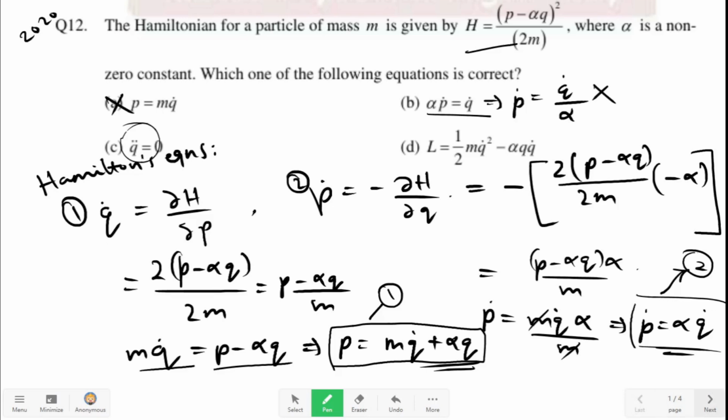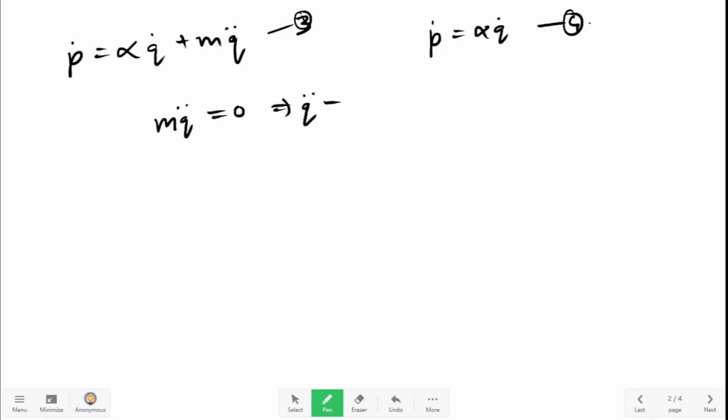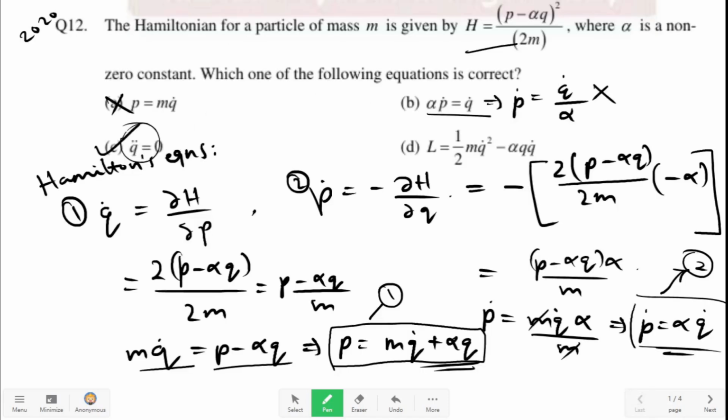Now according to equation 2, p dot is equal to alpha q dot. So let's say this is equation 3 and this is equation 4. Now for equation 4 and equation 3 both to be satisfied, we should have m q double dot is equal to 0, which means q double dot is equal to 0. Therefore option C is the correct answer here. Now let us see why option D is incorrect.